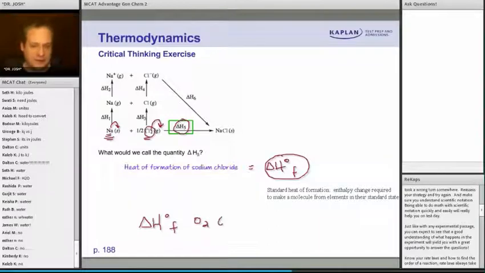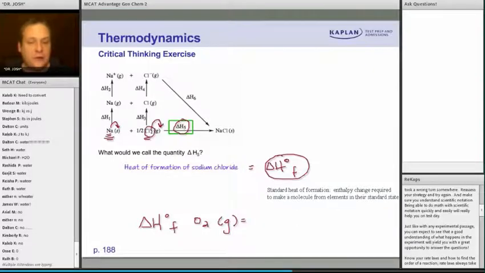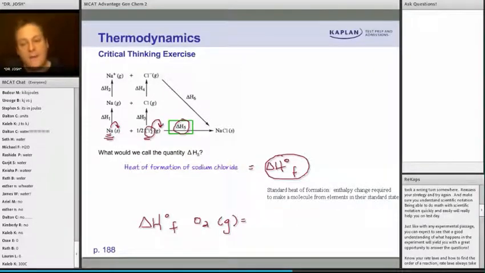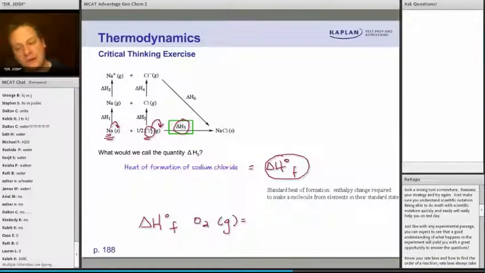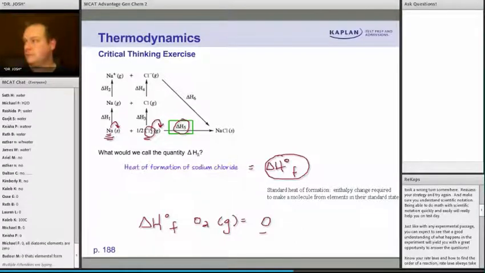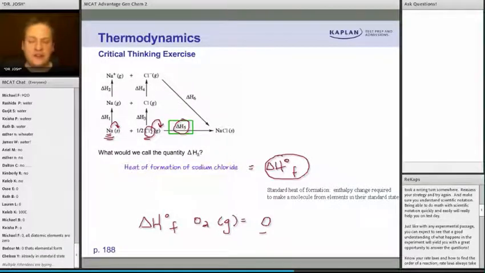Its natural elemental state. Do you need to memorize a bunch of standard heats of formation? No. But if you see this term, you do need to recognize what it stands for, because questions may require you to use something like this. What is the standard heat of formation of O2 gas? You tell me. How much energy does it take to make O2 gas from elements in their standard state? Well, guess what? It's zero. Why? Because it's in elemental form. It's in its standard state.